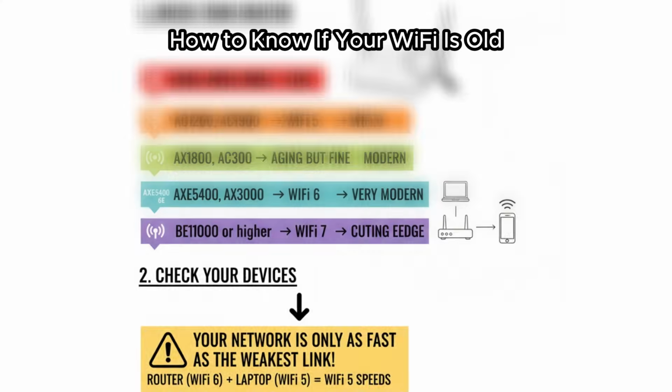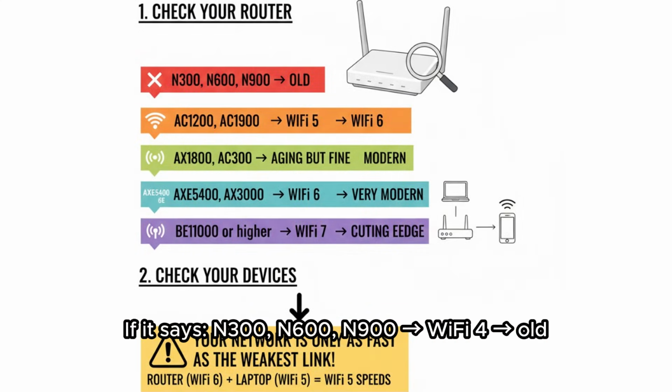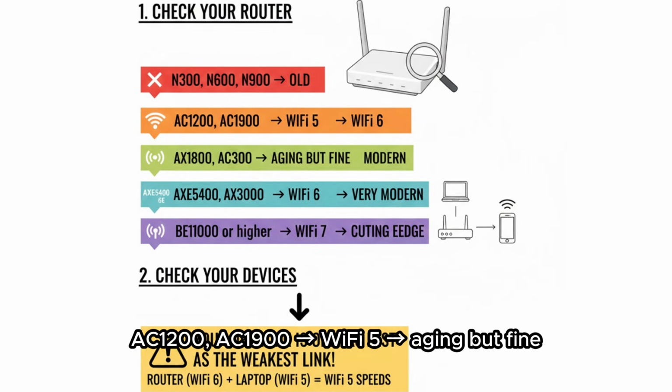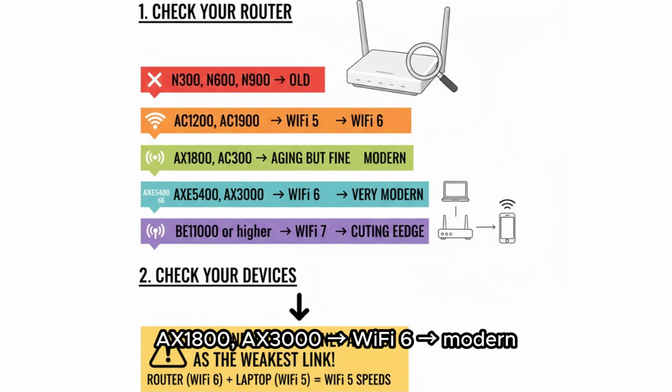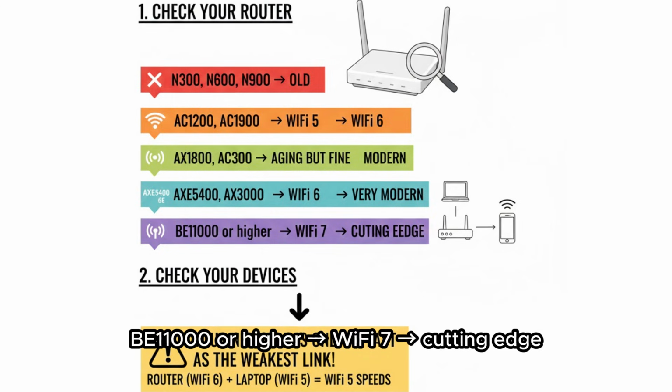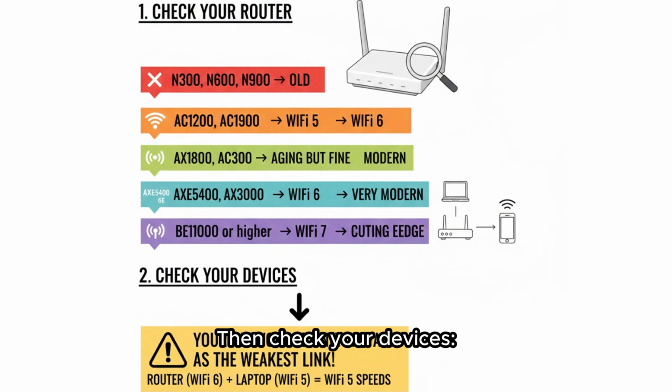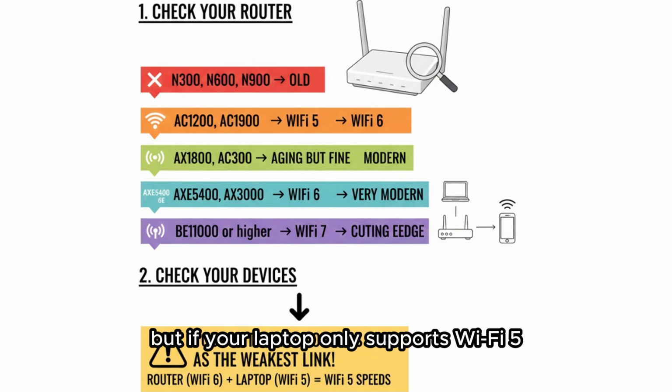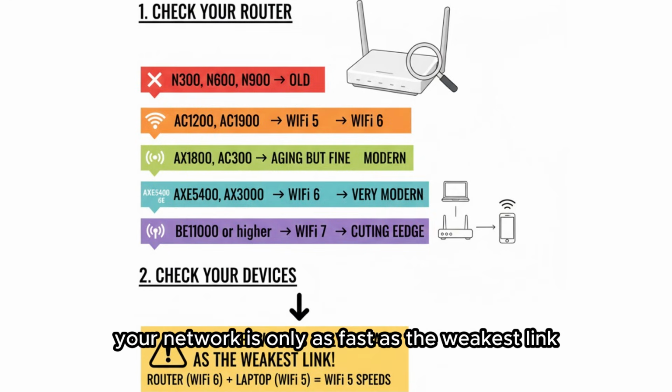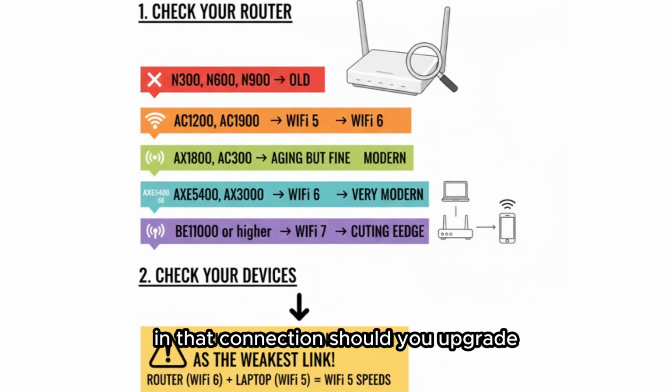How to know if your Wi-Fi is old? Check your router. If it says N300, N600, or N900, Wi-Fi 4, old. AC1200, AC1900, Wi-Fi 5, aging but fine. AX1800, AX3000, Wi-Fi 6, modern. AXE5400, Wi-Fi 6E, very modern. BE11000 or higher, Wi-Fi 7, cutting edge. Then check your devices. Your router can be Wi-Fi 6, but if your laptop only supports Wi-Fi 5, it connects at Wi-Fi 5 speeds. Your network is only as fast as the weakest link in that connection.